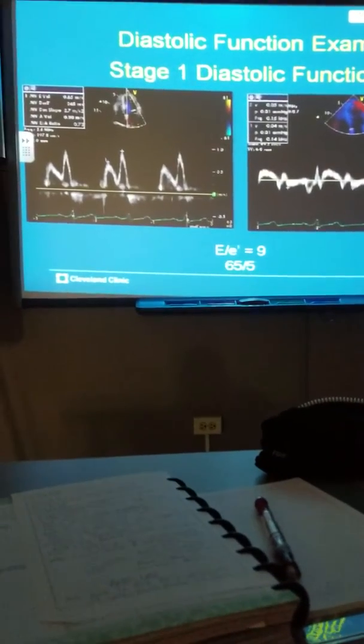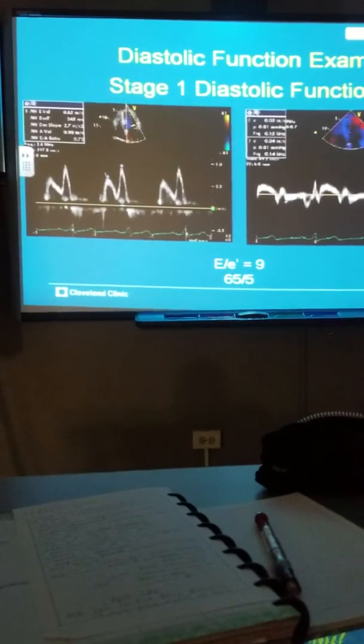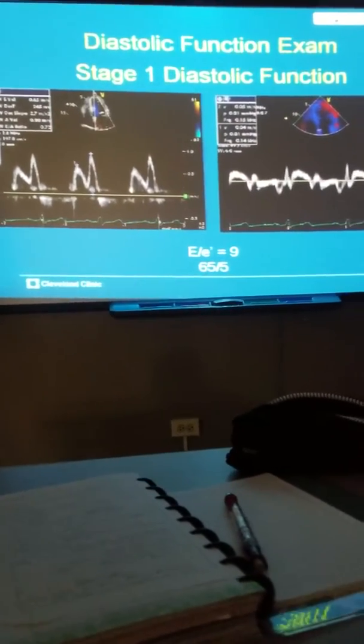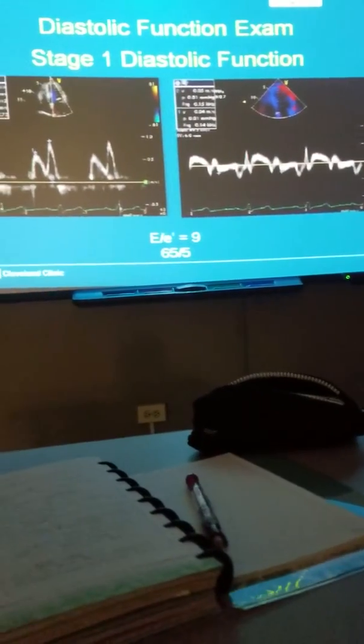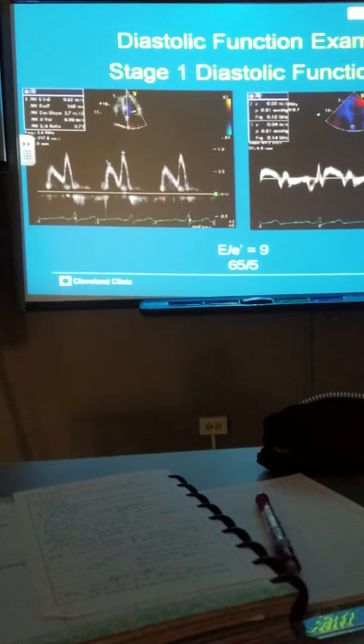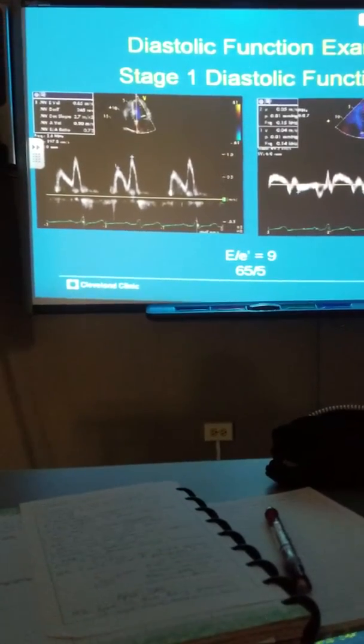And what you're going to do with that, I'm sure Matt's going to get into this, is look at your E over E prime. This is for when we're trying to see the restrictive filling patterns, and if something is pseudo-normal, this is one of the measurements that's very important to do, averaging both the septal and lateral.